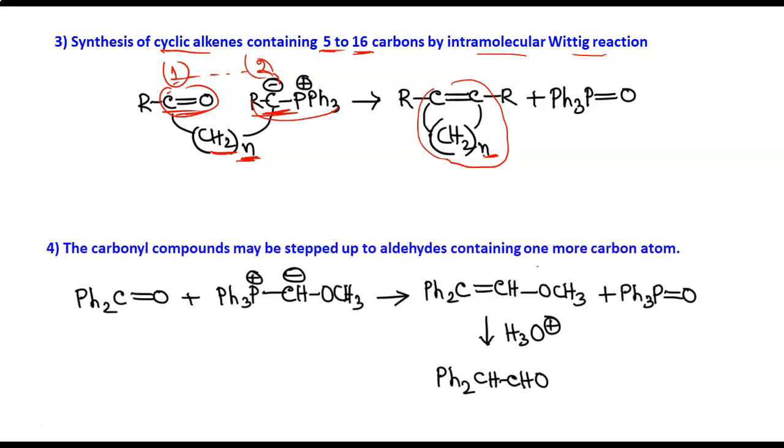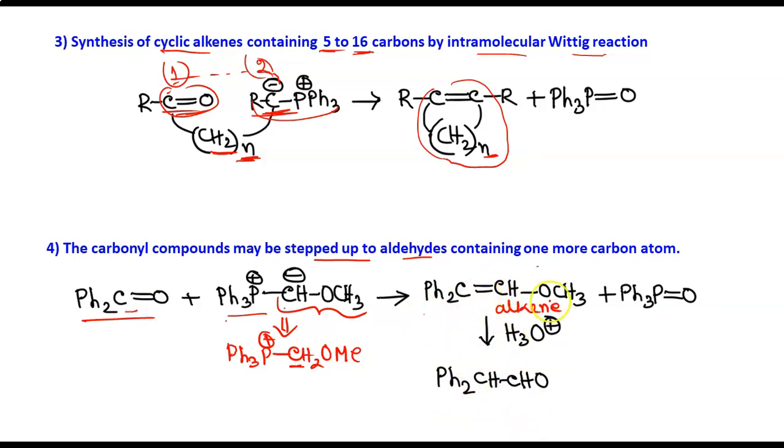Number 4, carbonyl compounds may be stepped up to aldehyde, that means containing 1 more carbon. Here we have taken PhCOPh, and the ylide that we are using is Ph3P+ CH OMe. If we move backward, it will be produced from Ph3P+ CH2OMe. You will use some strong base, there will be generation of carbanion, and ultimately we will get this type of ylide. So in this ylide, this part will be attached to this carbonyl. So the alkene that we will get is this one.